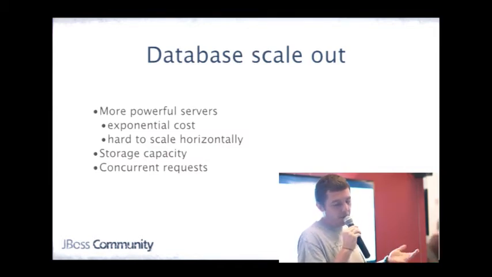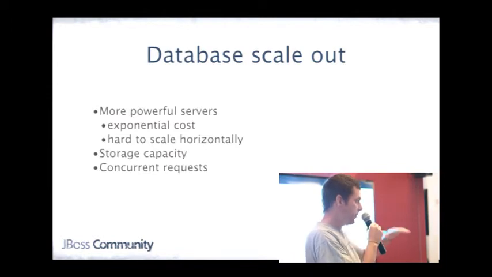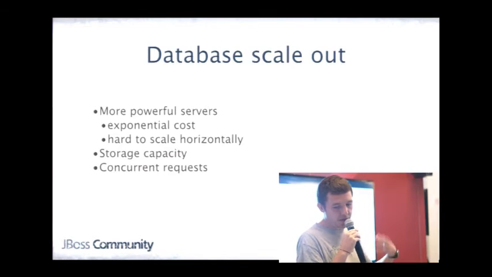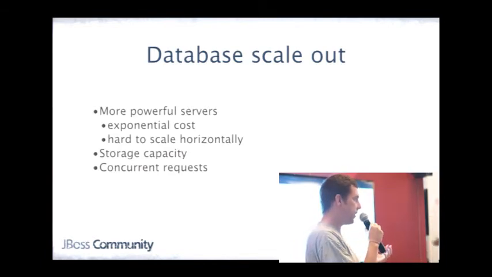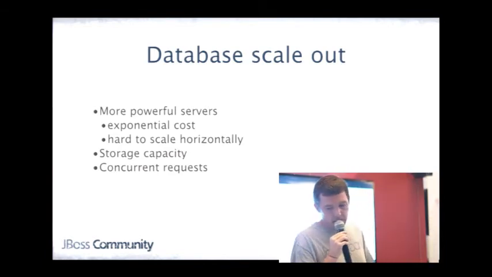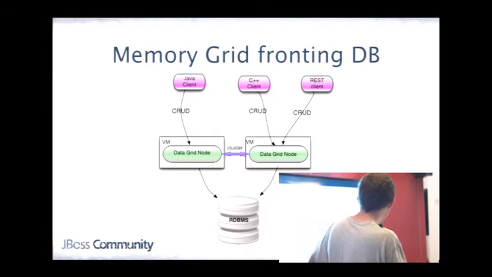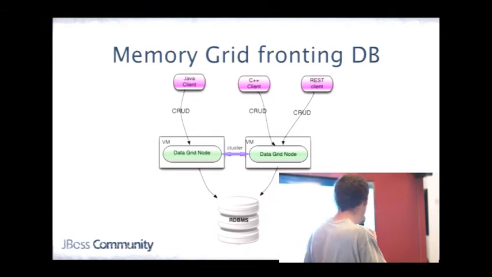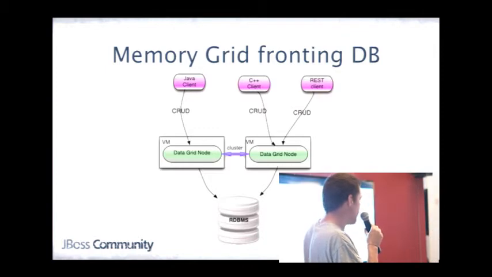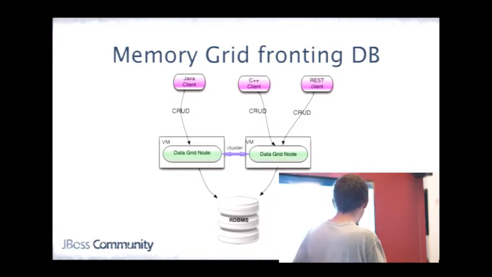So many people use grids just to put a data grid in front of a database, and grids, because of the consistent hashing, tend to scale virtually linearly. Just to show the architecture I'm talking about. So here is a database system. It's a relational system, but it can be any storage layer really, relational databases being the most common.